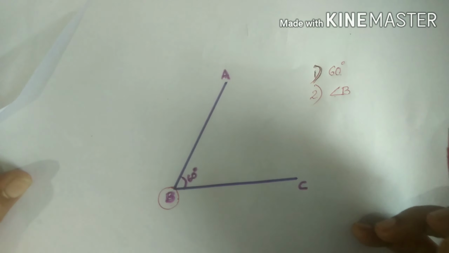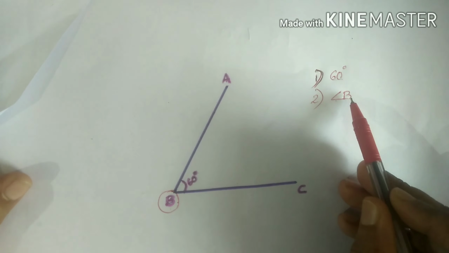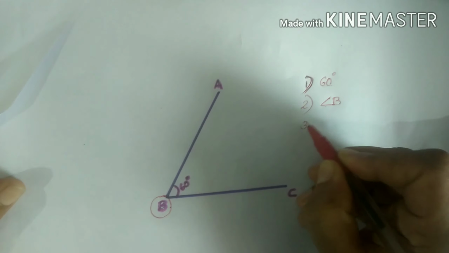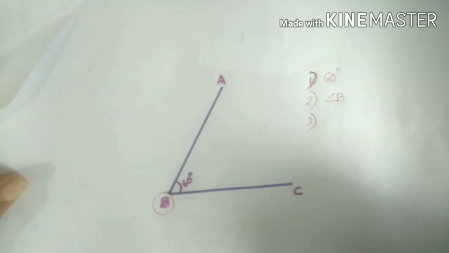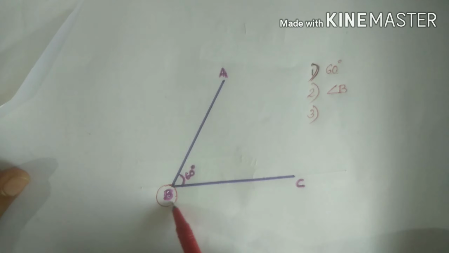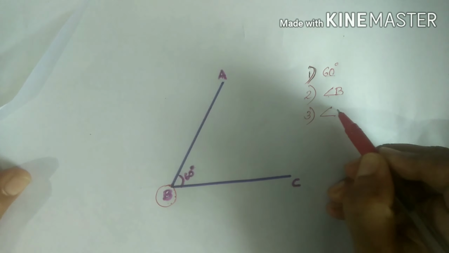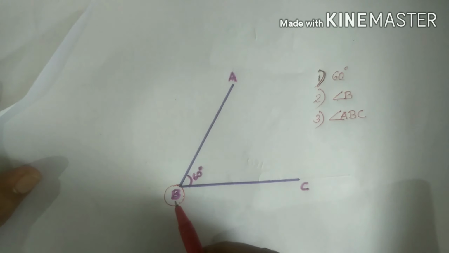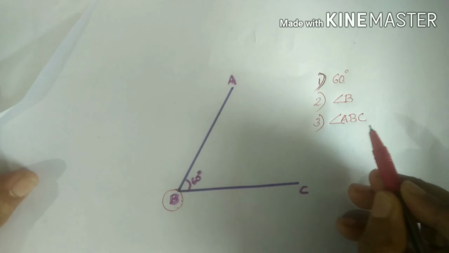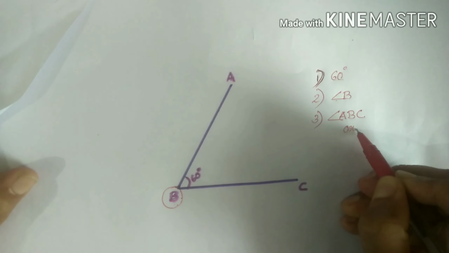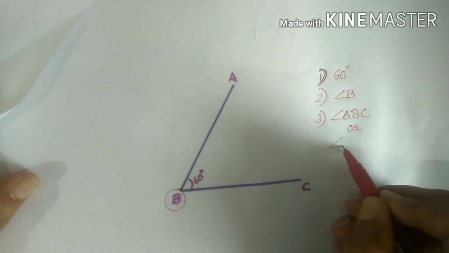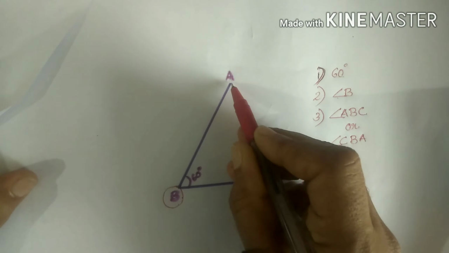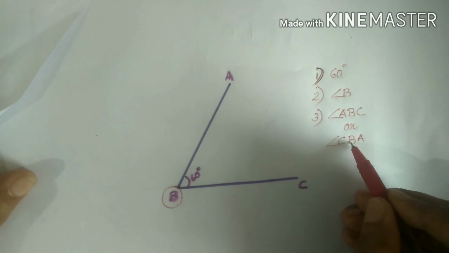This is the symbol that we use to represent angle. So angle B. We can say that this is an angle B. And the third method is that we can use 3 letters of this angle, A, B and C. That is angle ABC. Make sure that the vertex letter comes in the middle. Same way, we can also write it as angle CBA. Angle CBA. Here also vertex B comes in the middle.